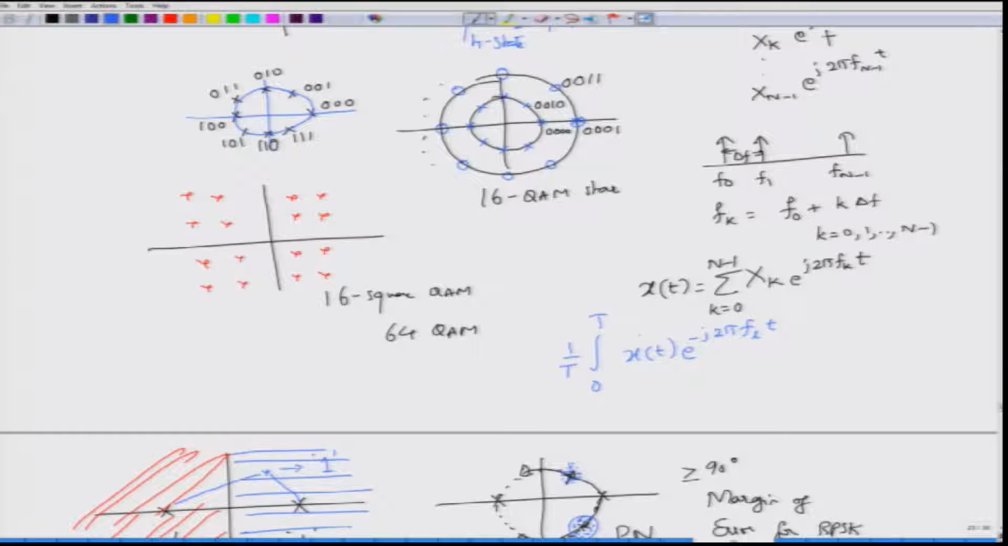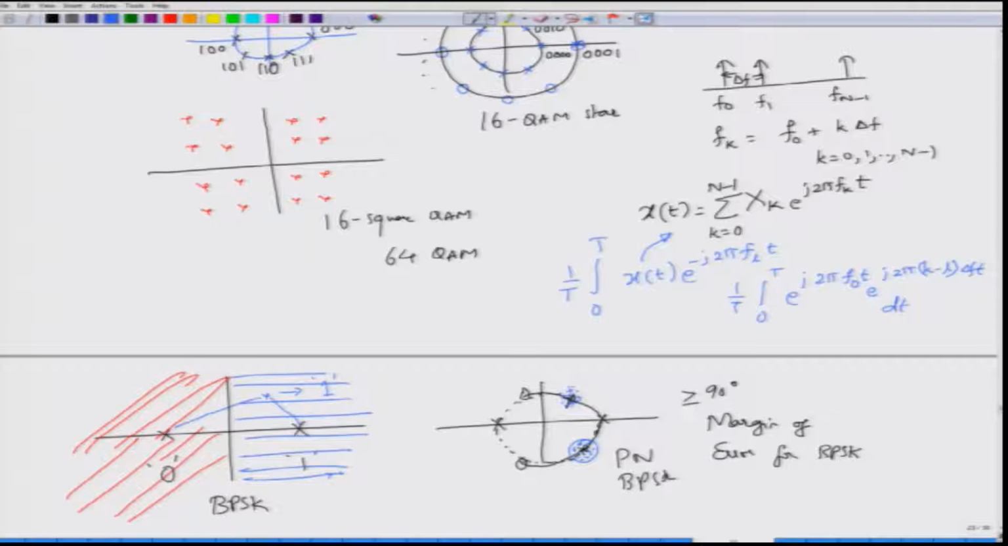If you carry out this integral by putting x of t inside, apart from the summation signs, the integral will be e^{j2πf0 t} e^{j2π(k−l)Δf t} integrated over dt. If k is equal to l, then this would be equal to 1. With f0 normally taken to be 0, T by T will be equal to 1, and simply what you get after this integration is the data symbol x_l.